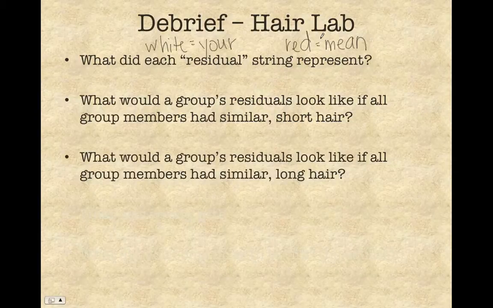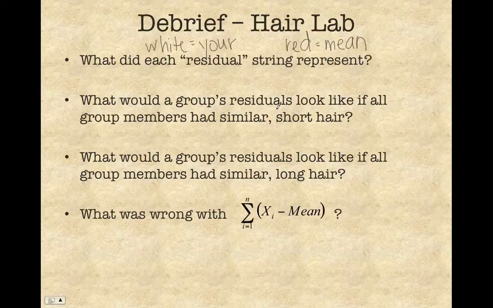My second question is, what would a group's residuals look like if everybody had similar long hair? Think about that for a second. Well, the answer to that is the same as the previous question, because if everybody has similar long hair, then everybody has a long white piece of string, and the average is going to be long, so everybody's going to have a long red piece of string. And again, when you line them up, there's not going to be much to cut. So these residuals don't tell me anything about an individual's hair, but it tells me about how different each person is from the average of their group.